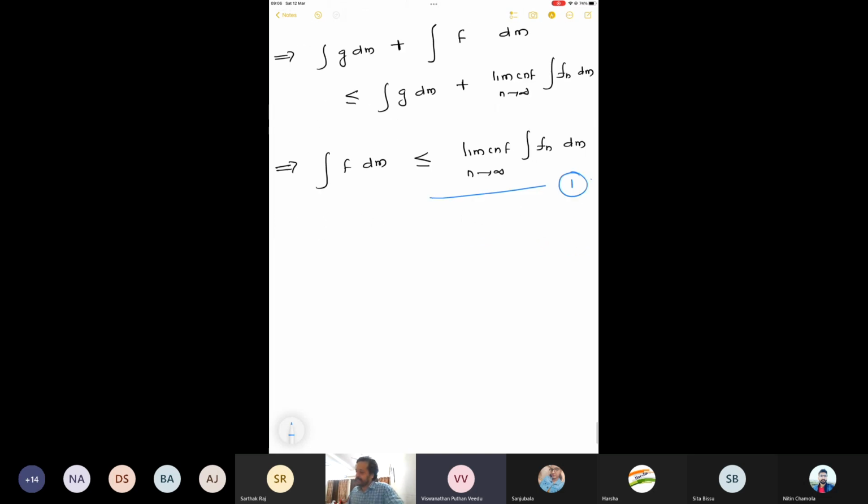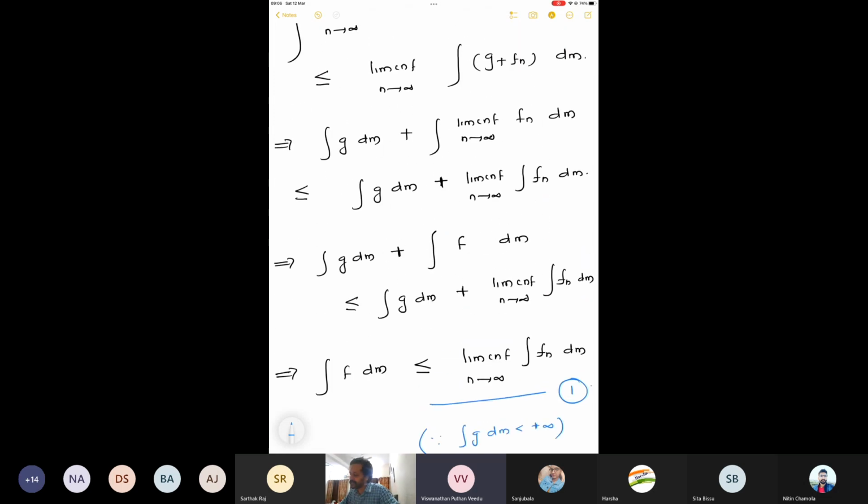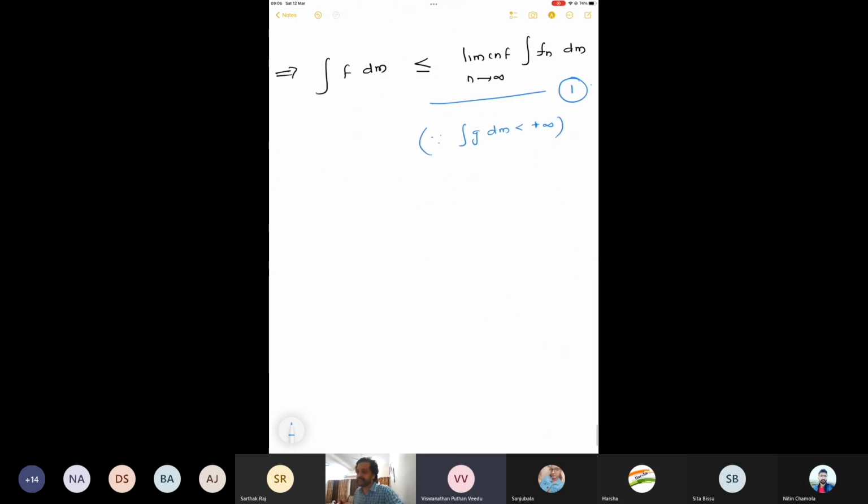Okay, now, so far so good. Yes. Cancellation of integral g I am allowed because integral g dm is finite. Maybe I can write it: integral g dm is less than plus infinity. And here what I used is that lim infimum is the same as the limit because the limit exists, I know. Okay. Next, let us consider the sequence g minus fn, n in N. Do you see that this again will be non-negative?